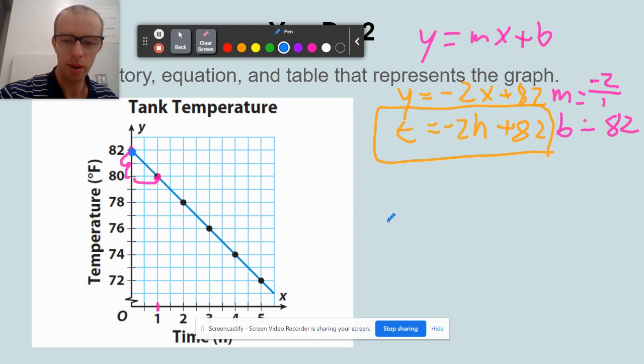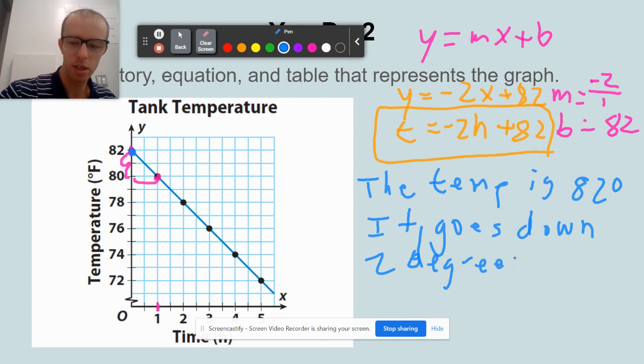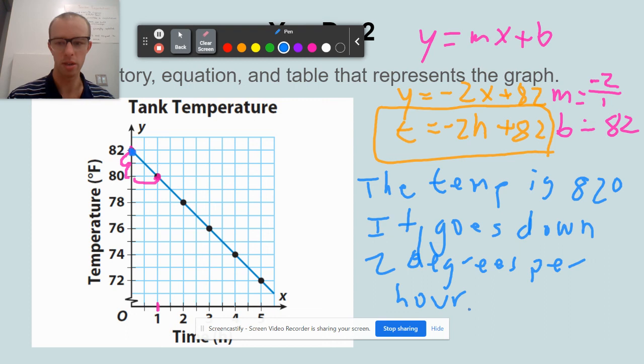So I'm going to write: the temperature is 82 degrees. It goes down 2 degrees per hour. All right, so the temperature is 82 degrees. It goes down 2 degrees per hour. That's the information I'm getting from this graph.